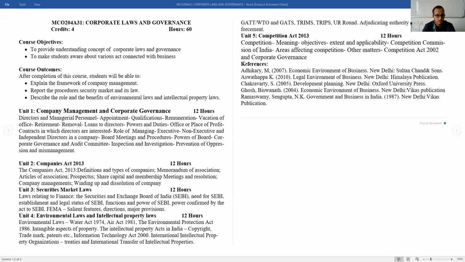Coming to the syllabus. In the first unit, we have basics of company management and corporate governance. So we'll be learning about the role of directors in the organization and what are the essential requirements for appointing a director, their remuneration, how they can be retired, how they can be removed, and what are the things that should be taken care of, what are the powers and duties of these directors, and the concept of office or place of profit, then the role of manager.